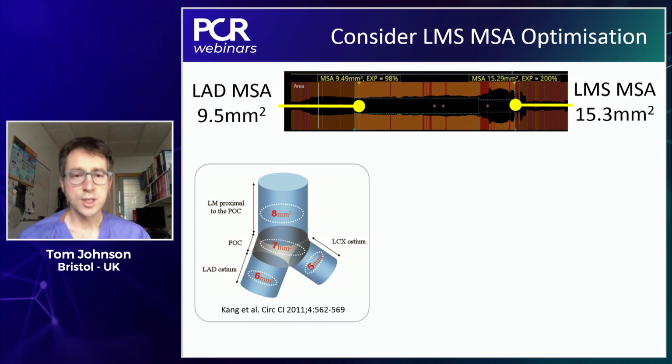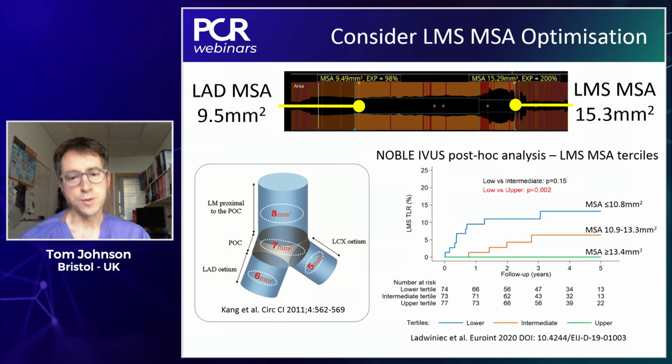In this 49-year-old Bristolian, I've managed to get an LAD MSA of 9. And then the left main is 15. So had we used an 8 millimeter square cutoff, we'd have actually only had a 50% expansion in that very large left main. So we have to be cautious about using numerical cutoff values.